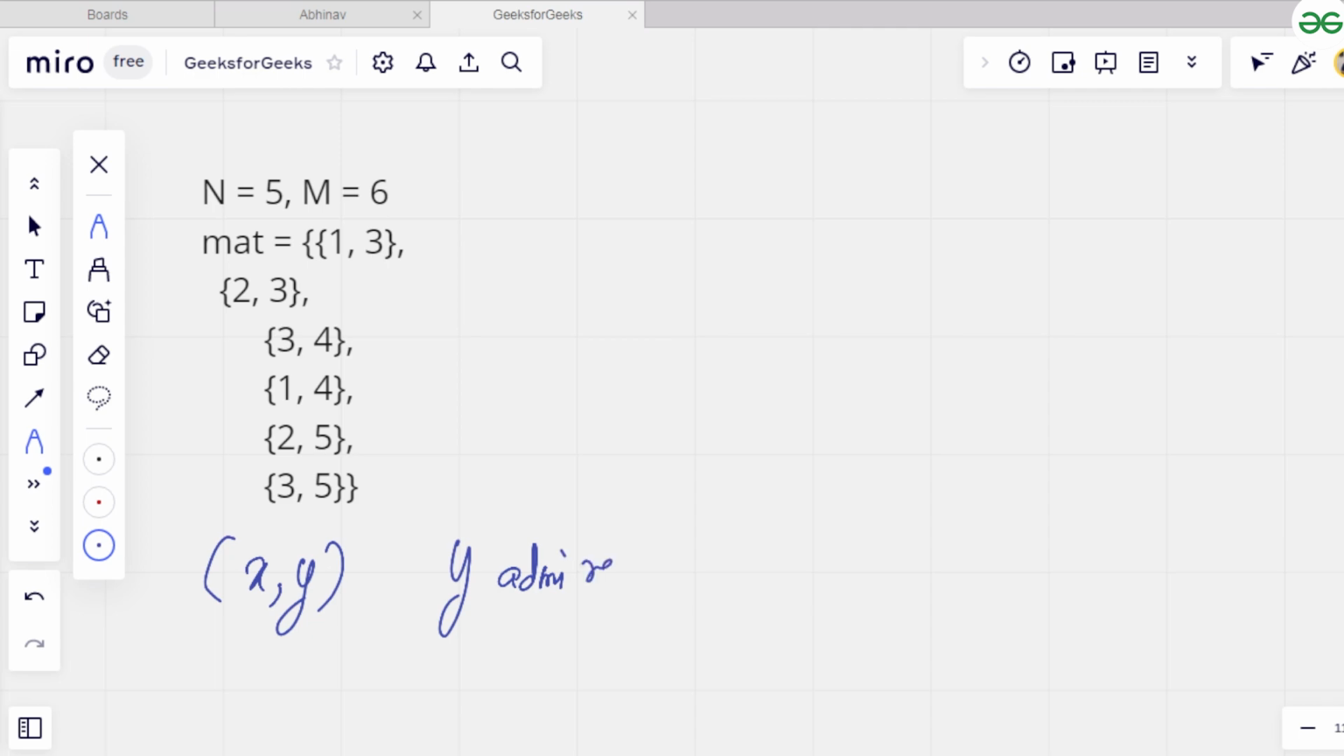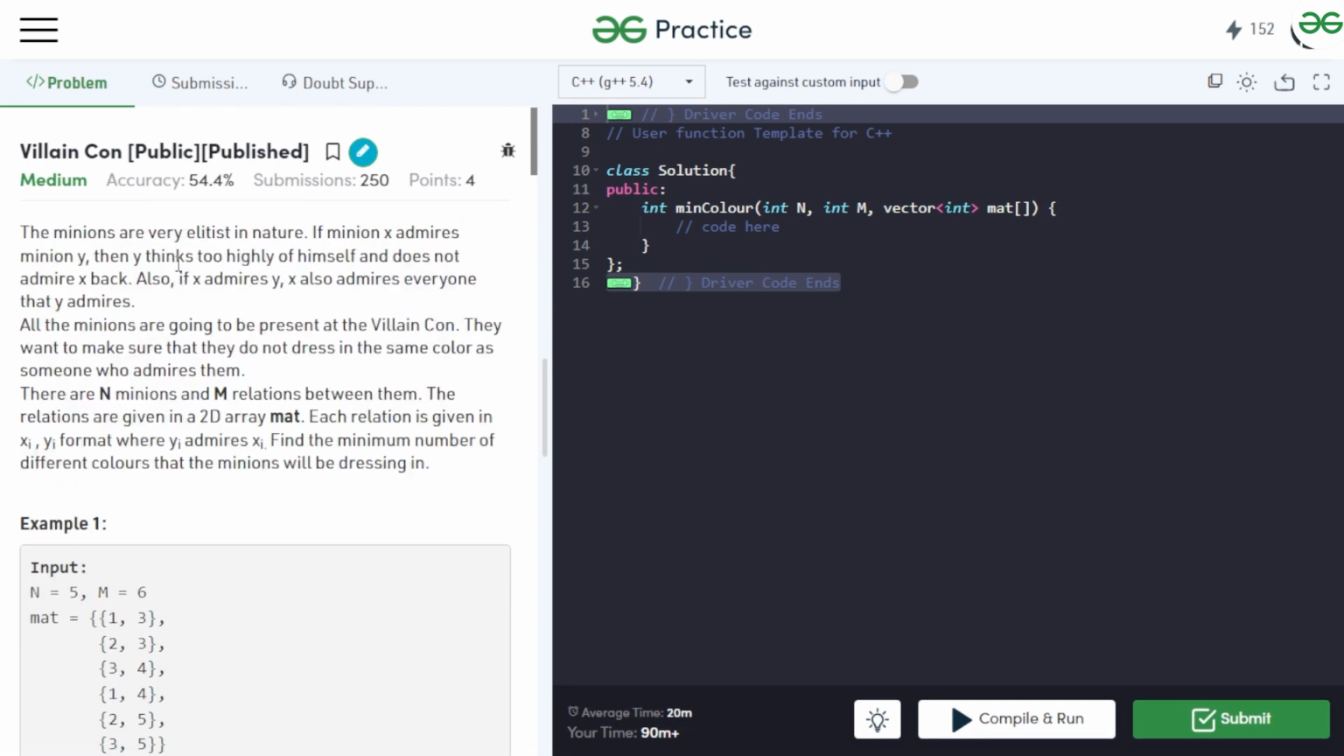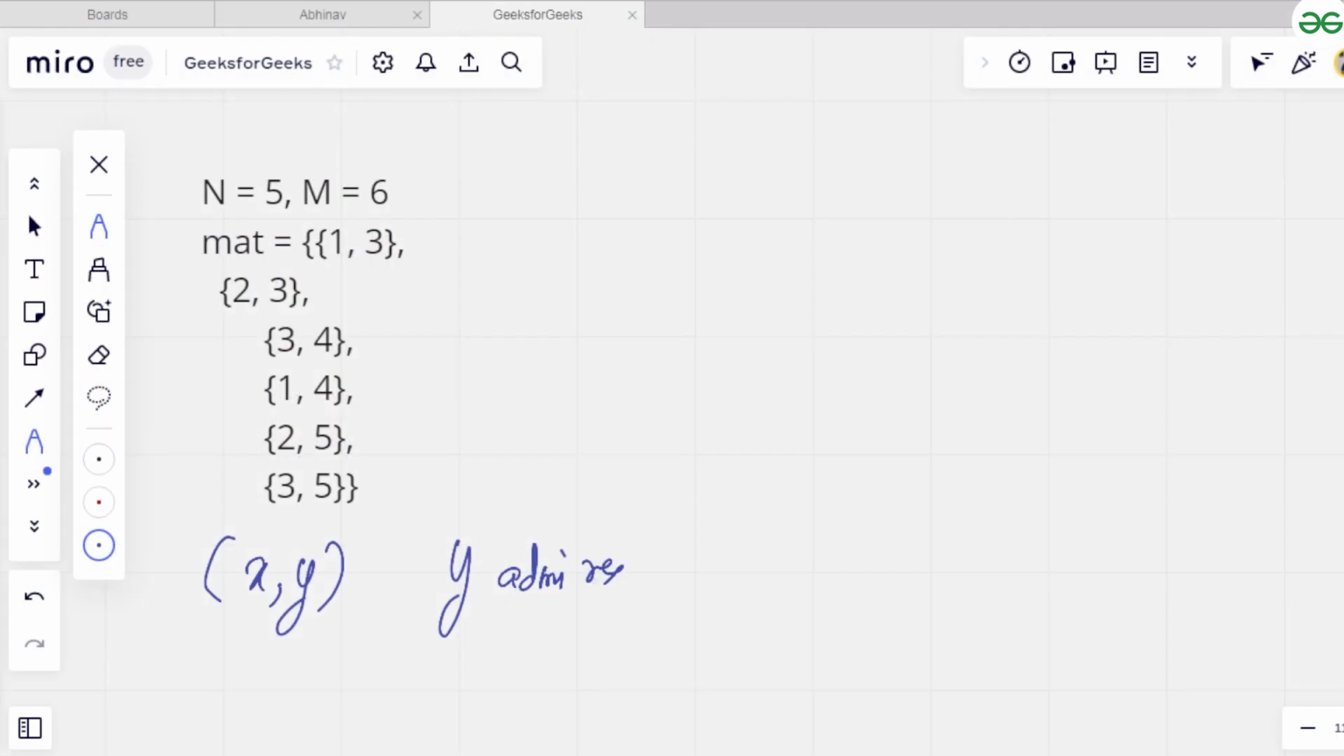Sorry, yes, y admires x. Let's once again check the problem statement so that there is no confusion. Yes, it means y admires x. So now let's see how we can write it. If y admires x, we can write it like yx, meaning y admires x. This is just like a directed graph, you can see. These are the 2 nodes and this edge is telling us that y is admiring x. So this is how we can represent our problem statement.